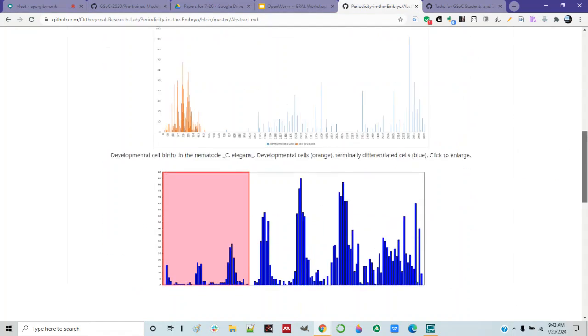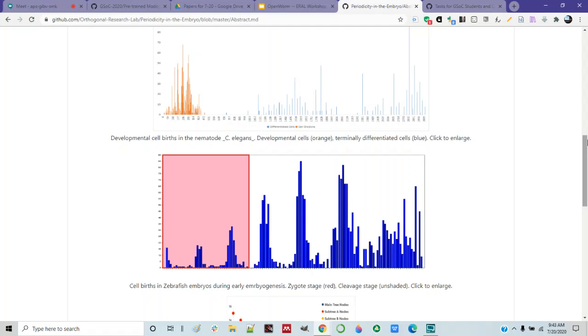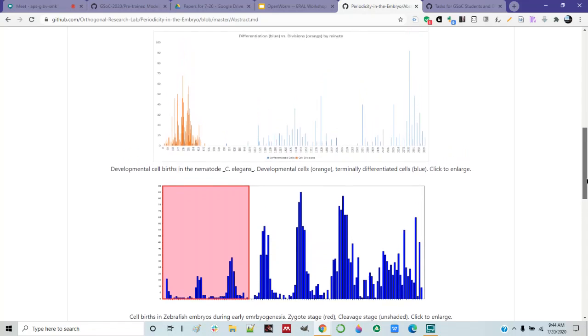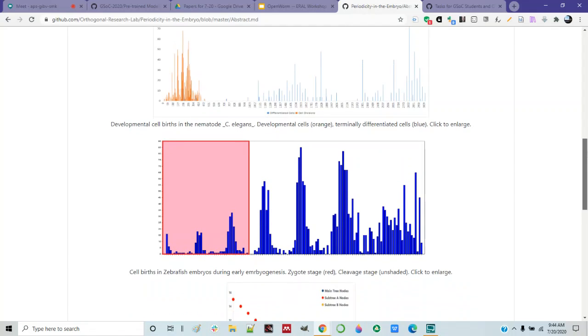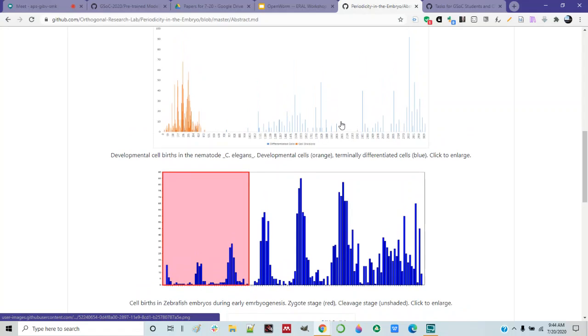So basically it's finding these temporal patterns in different types of embryos. In zebrafish during early embryogenesis, this is the zygote stage, this is the cleavage stage, you have these pulses of cell divisions, or rounds of cell divisions in time. And you can see towards the end of the cleavage stage, it breaks apart and becomes asynchronous. You see some of that in C. elegans as well, with these patterns of division, these rounds of division. And you even see it in the post-embryonic worm, where you have cells that are differentiating.